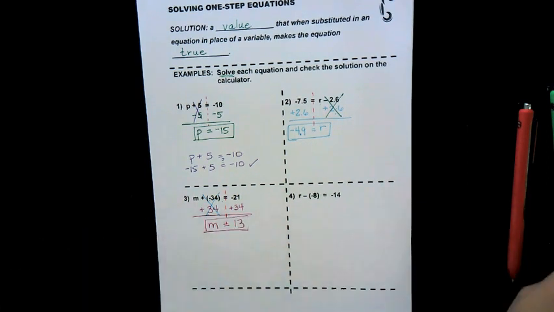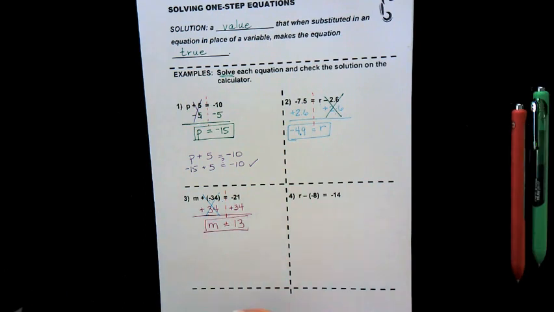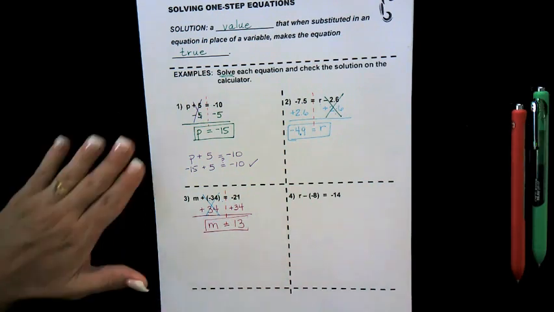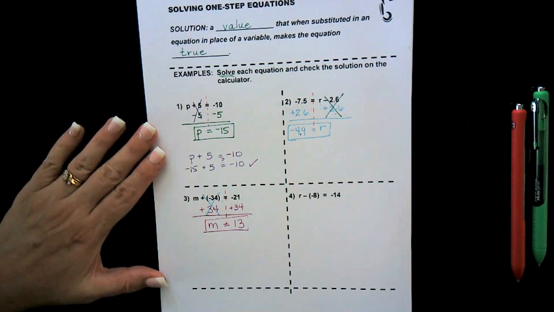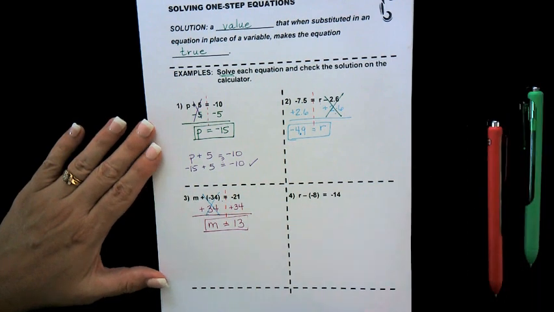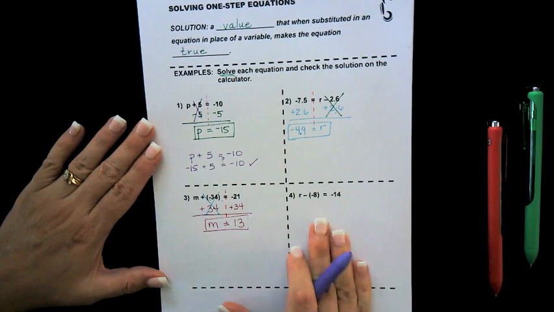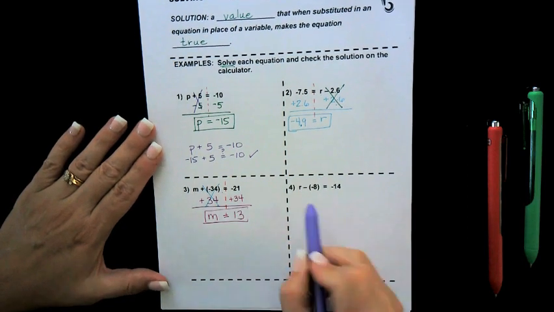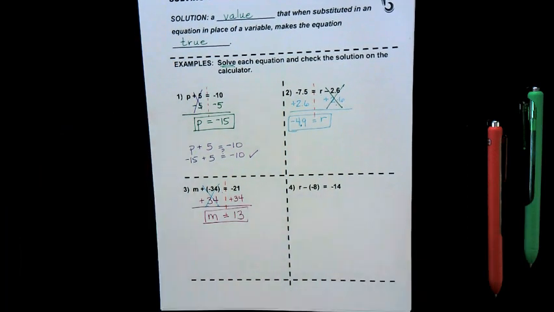Now, how do you like that? Are these getting a little simpler? I'm hoping you're starting to see the pattern. We are using a lot of the same techniques each time. That's intentional because I want you to feel like we're not reinventing the wheel each time. Look at number 4. I've got r minus negative 8 equals negative 14.